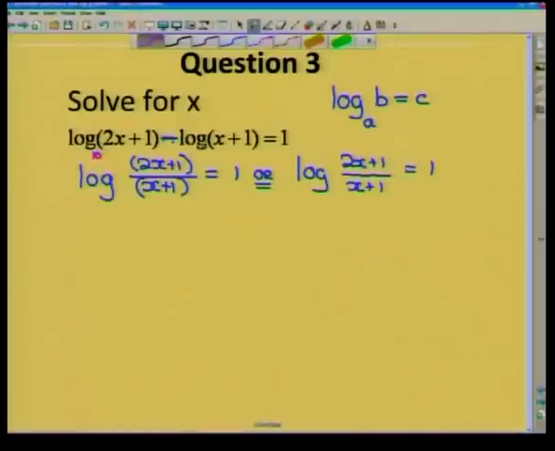But hang on a moment. What is the base? The good news, you'll remember when we were working last time, I said to you if nothing is written, we assume base 10. So in actual fact, we could go back up here and we could put base 10 in here like this. But quite honestly, it's not necessary as long as you remember if there's no base, there is a base 10 there. So it's 10 to the exponent 1 equals 2x plus 1 over x plus 1.